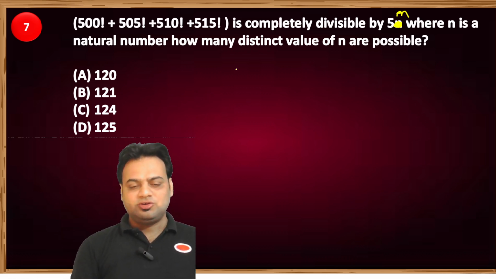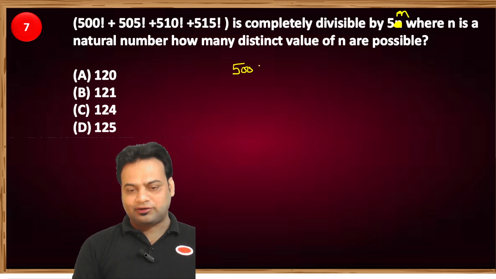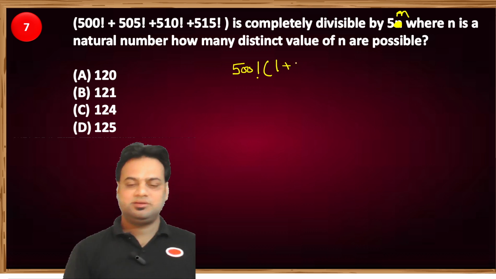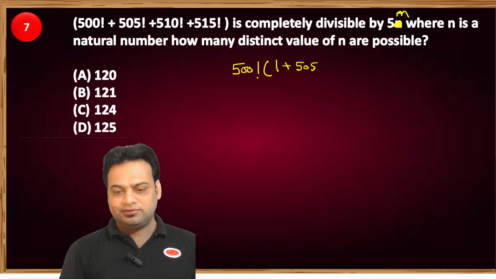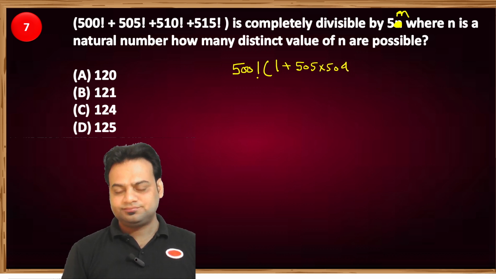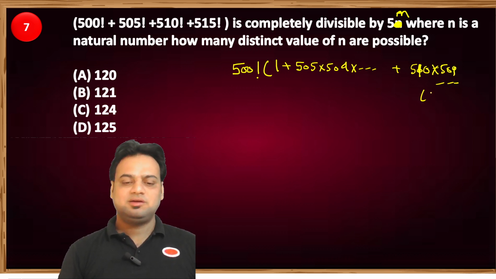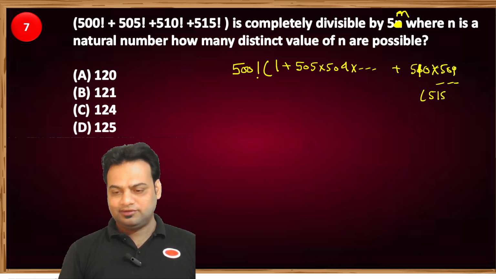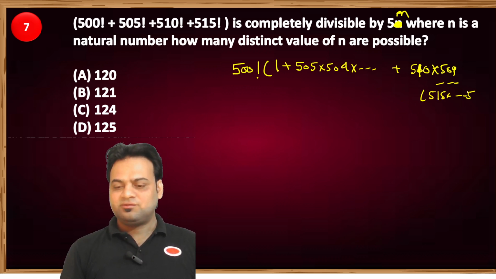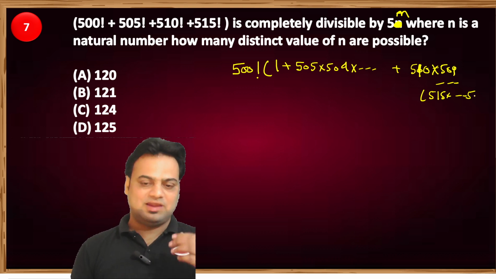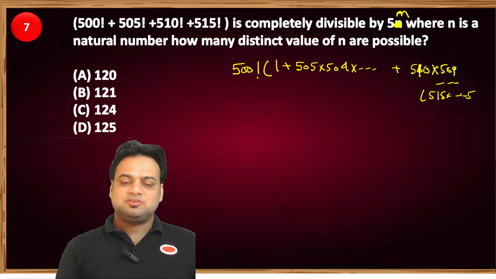So in this question, if we take factorial 500 common, then in brackets you get 1 plus 505 into 504 and so on down to 501. Similarly in the next you get 510 into 509, and so on. Similarly 515 down to 501. Okay, so you can write it down.